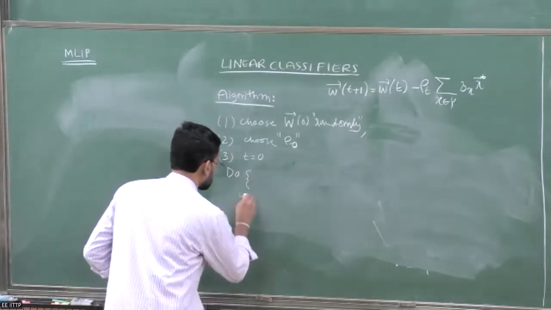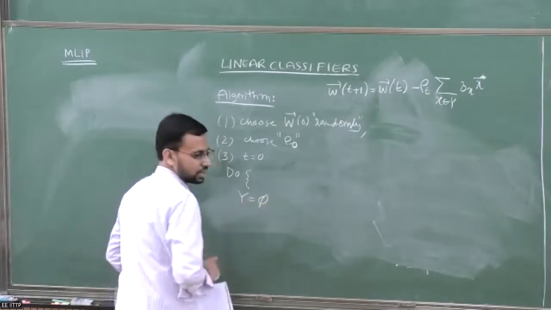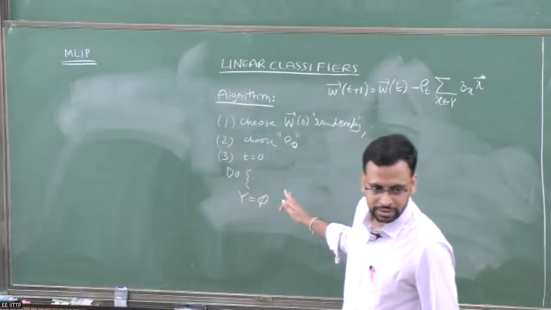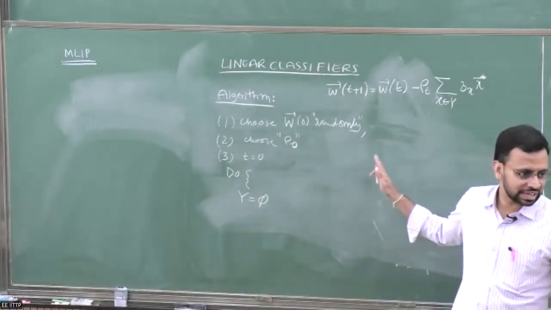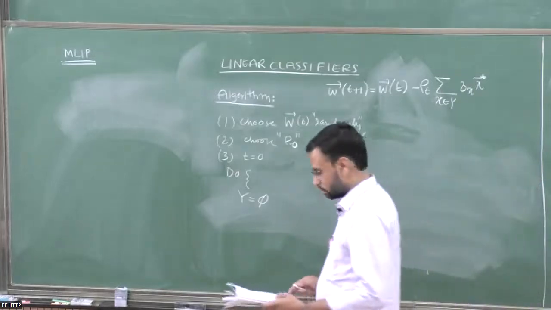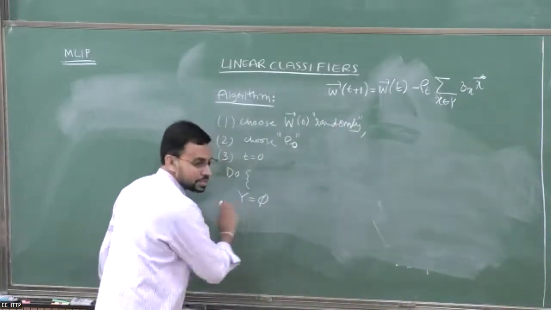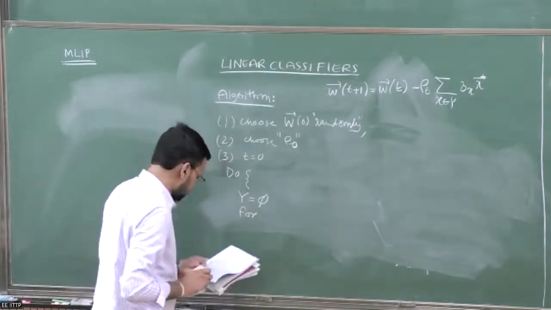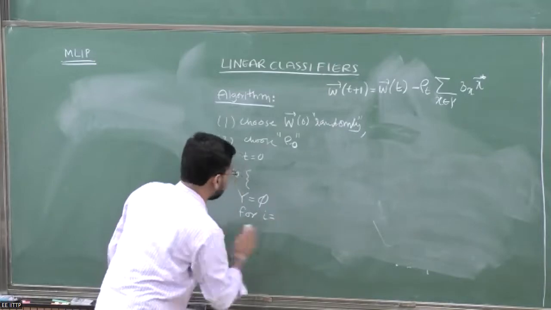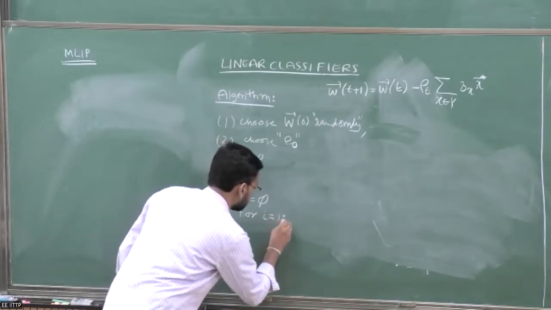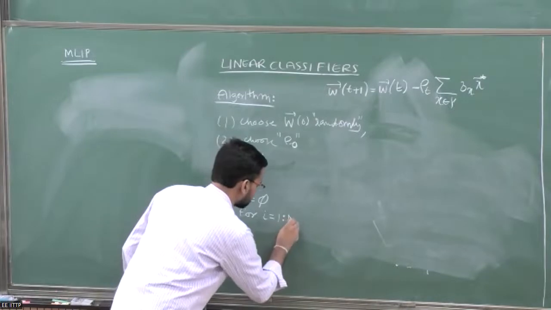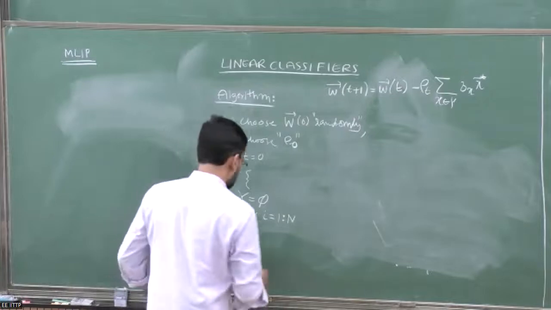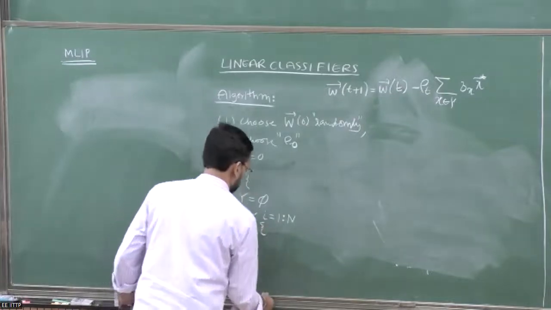What will you do? You first initialize your set Y to phi. What is Y? Y is the set of all misclassified feature vectors. You initialize it to phi, but phi means null here, not another variable. Now I will vary i from 1 to n. So I have n samples or n feature vectors. For each of them, I will go through each of them.